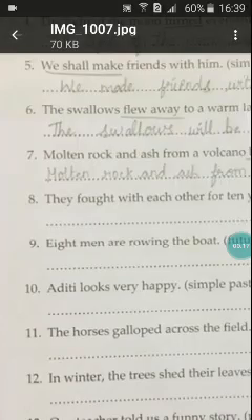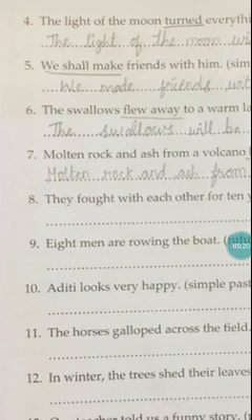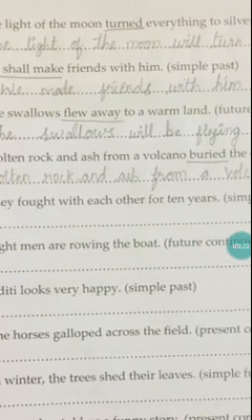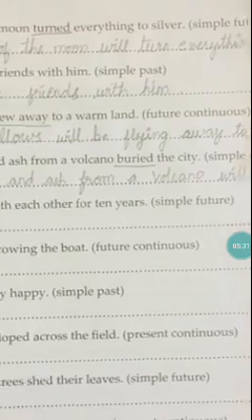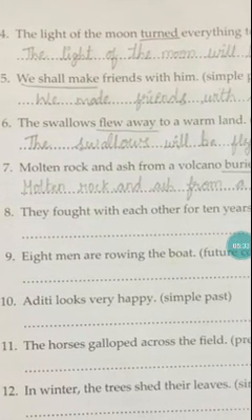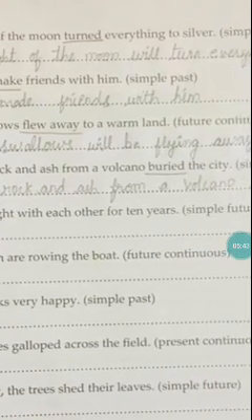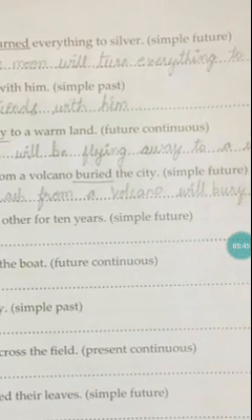Next one. Fourth one. The light of the moon turned everything to silver. You need to convert this into simple future. Simple future means will be or shall be form, right? So what is the action word here? Turned. Turned is an action word, means it is a verb. So we need to change turned into simple future. The light of the moon will turn everything to silver.